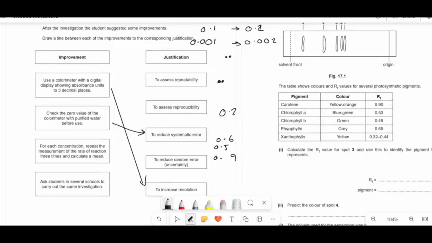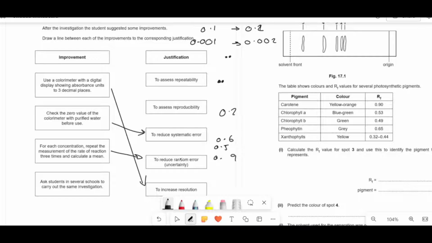Now I'm a bit happier that it's around the 0.5 to 6 mark. The reason we do that is to reduce the impact of random errors and uncertainties, which would be here. And then the last one says, ask students in several schools to carry out the same investigation. It's so that we can look at whether they're able to get the same experiment done and get the same results, but it's different people.